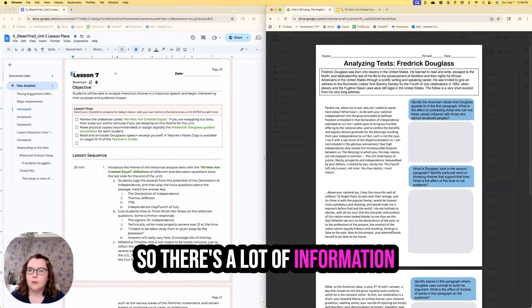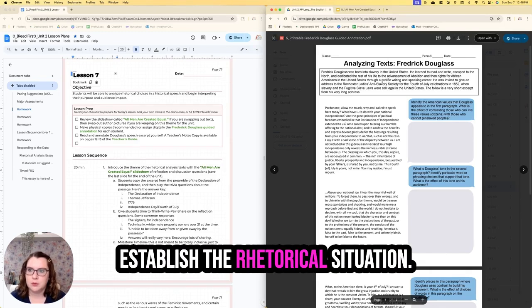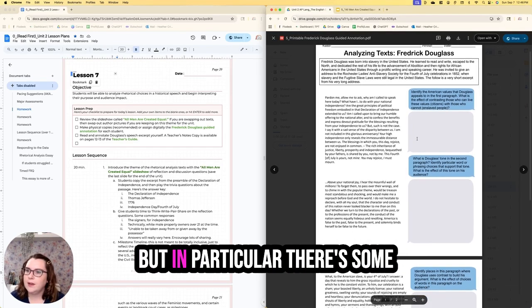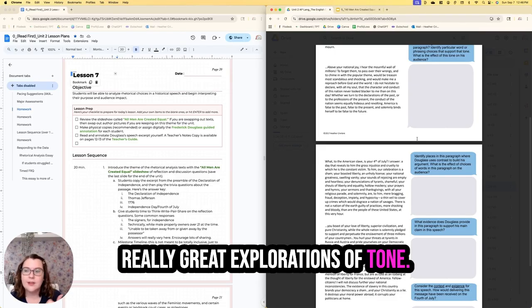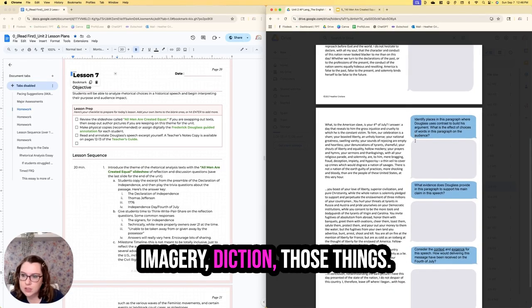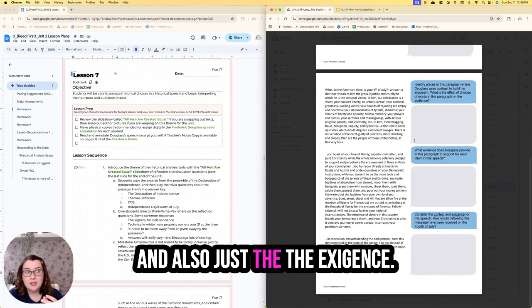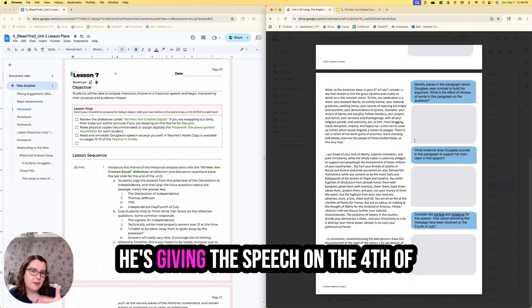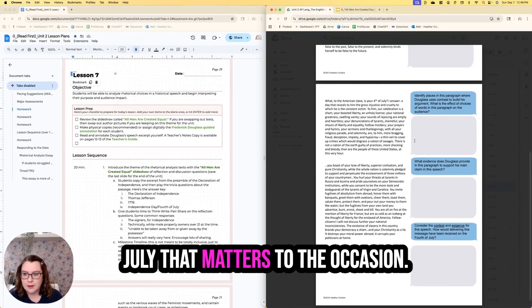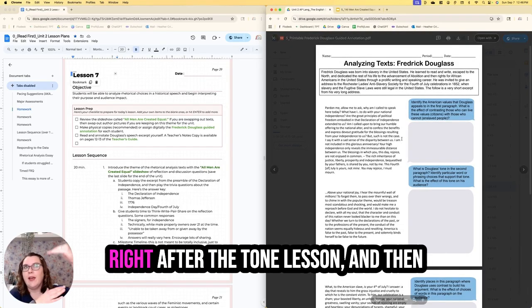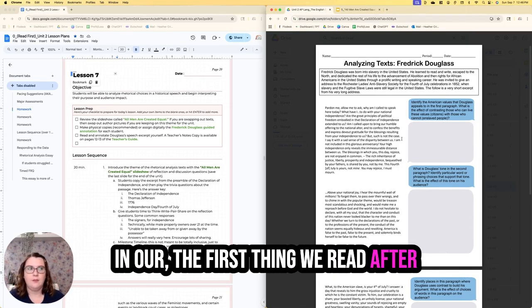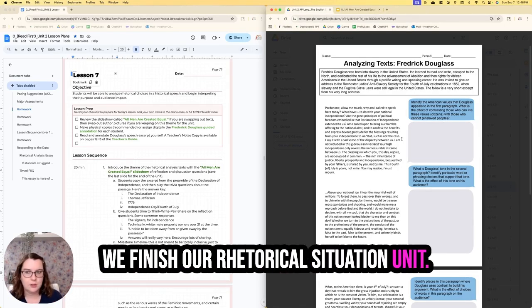So there's a lot of information in the background to help them establish the rhetorical situation. But in particular, there are some really great explorations of tone, imagery, diction, those things, and also just the exigence. He's giving the speech on the 4th of July. That matters to the occasion. So this is a great build right after the tone lesson, and it's the first thing we read after we finish our rhetorical situation unit.